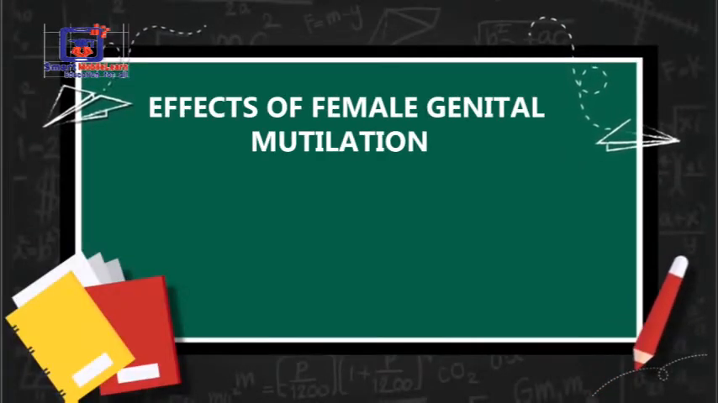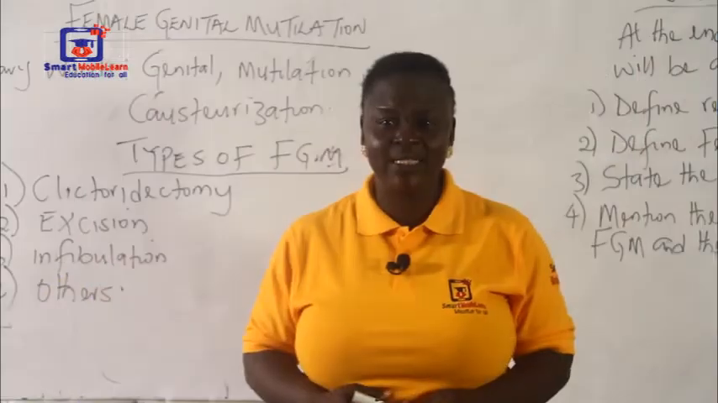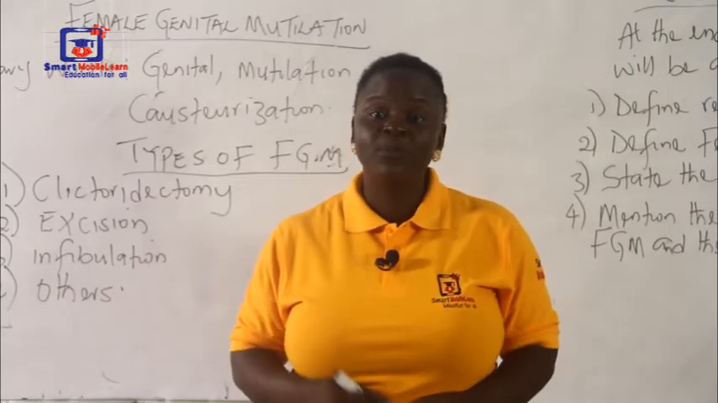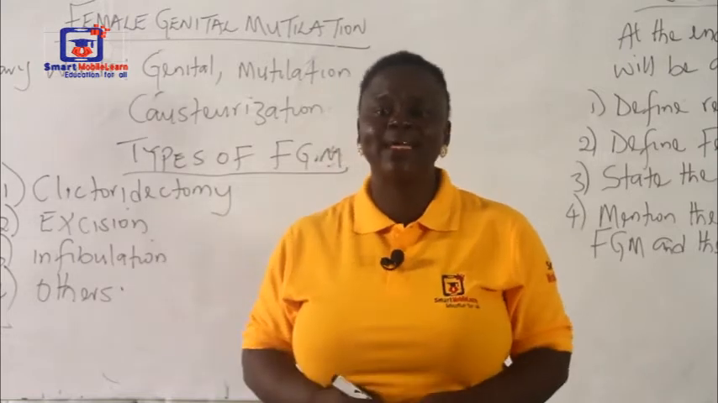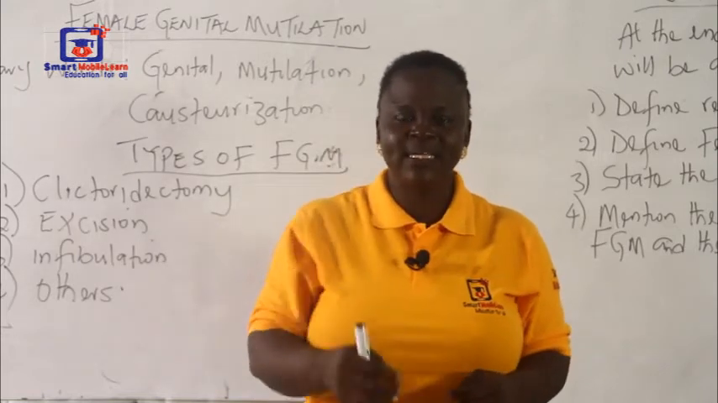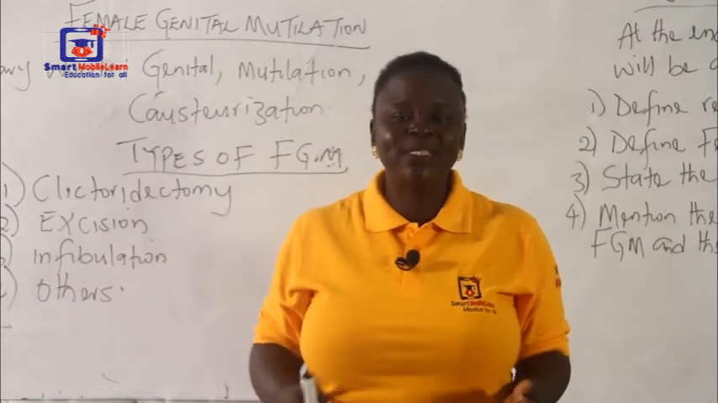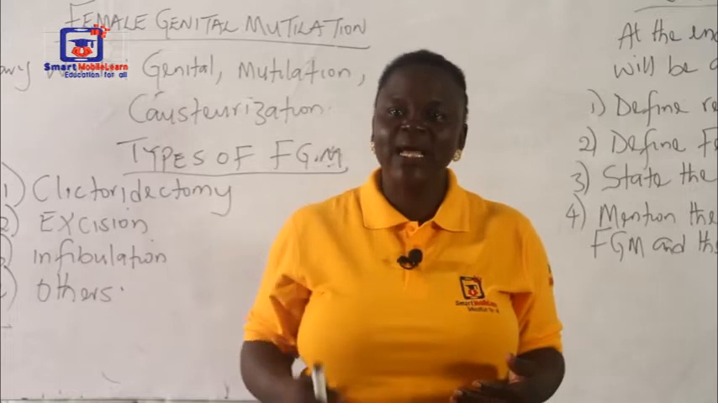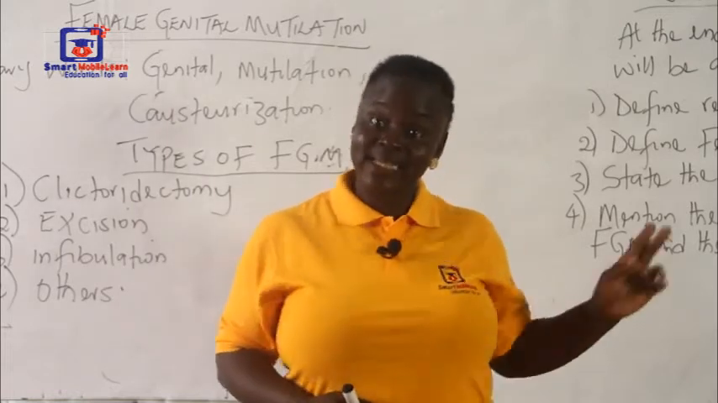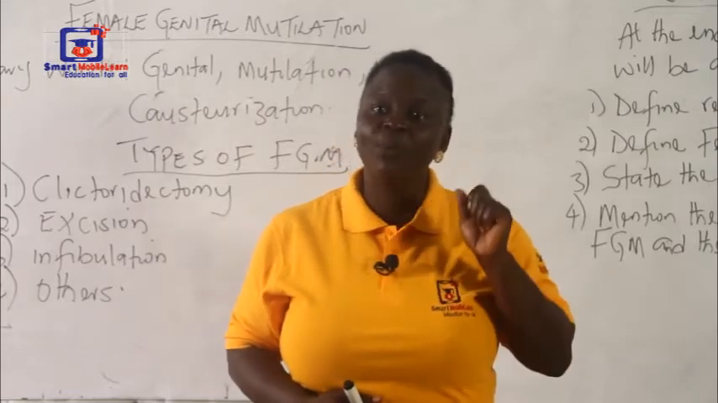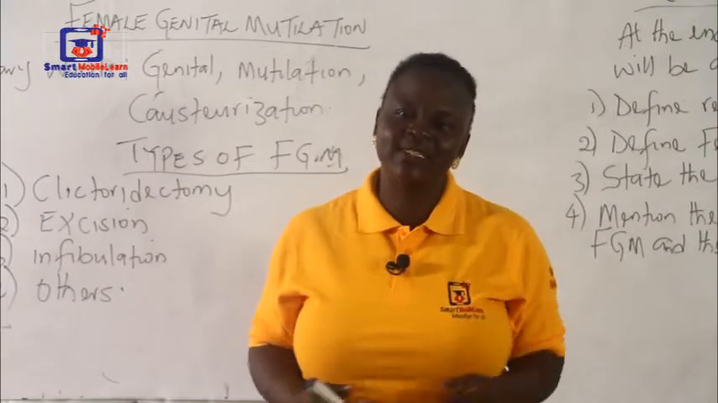Number one effect of FGM is bleeding, excessive bleeding. Like I told you before, without the use of anesthesia, nothing. The girl child is made to lie down, and cutting is taking place. When it's cut off, the girl child is allowed to walk away. In the process, the girl child begins to bleed. And if the bleeding is not curtailed, it can lead to death. That is the second effect of FGM. Number one is bleeding. Number two is death from excessive bleeding.